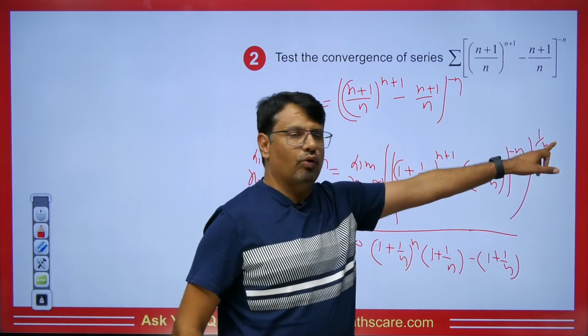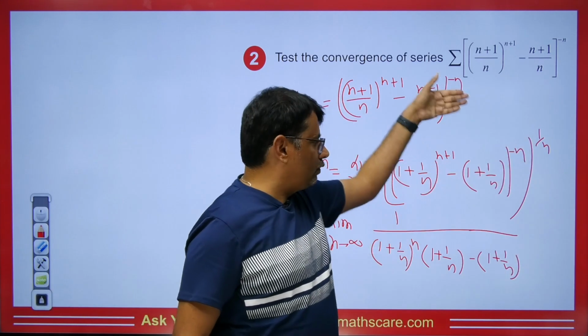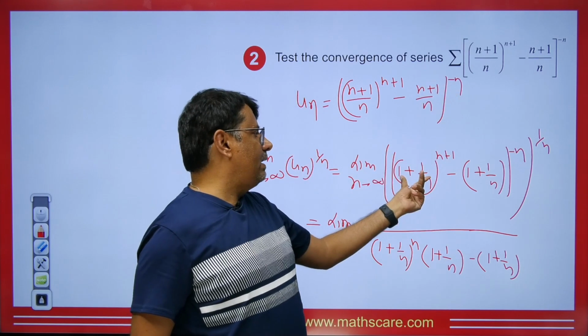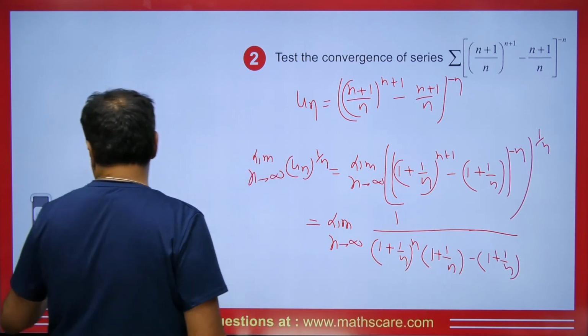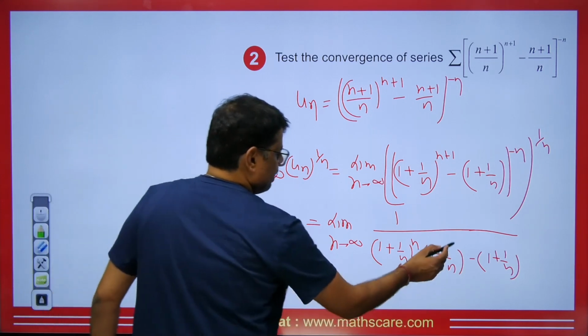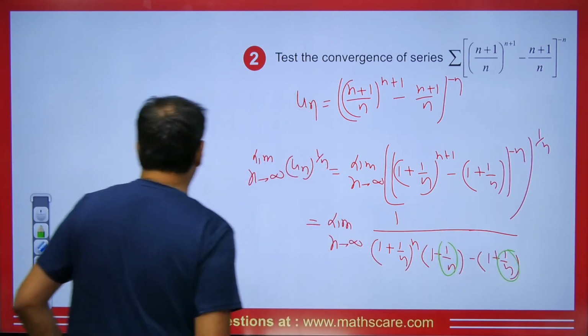n and n will be cancelled. Here, with minus 1 as power, we will write it as 1 upon n power n plus 1. So it will be 1 plus 1 by n power n and 1 plus 1 by n. Let's look at n tends to infinity.